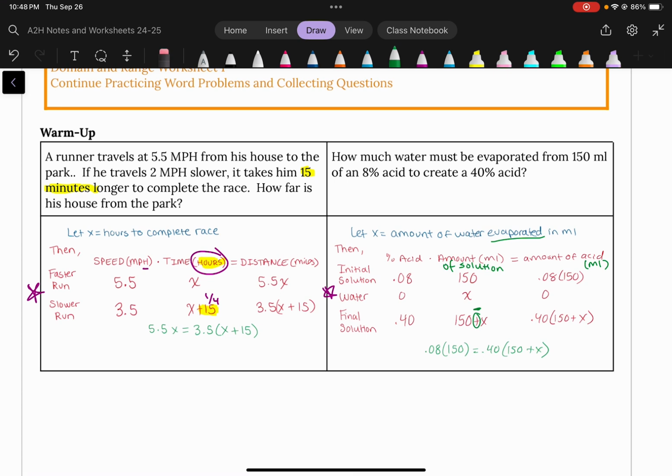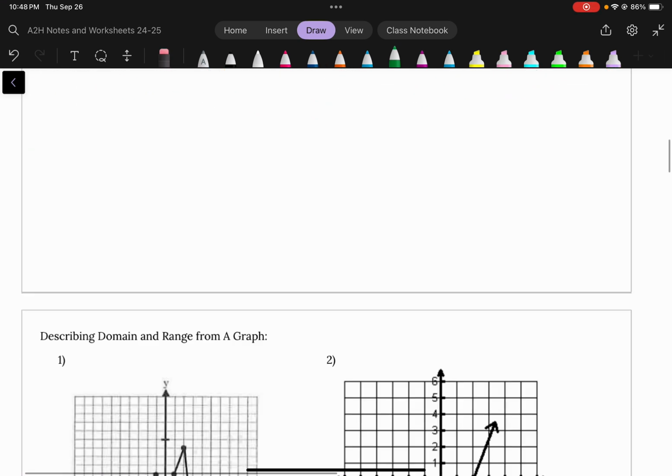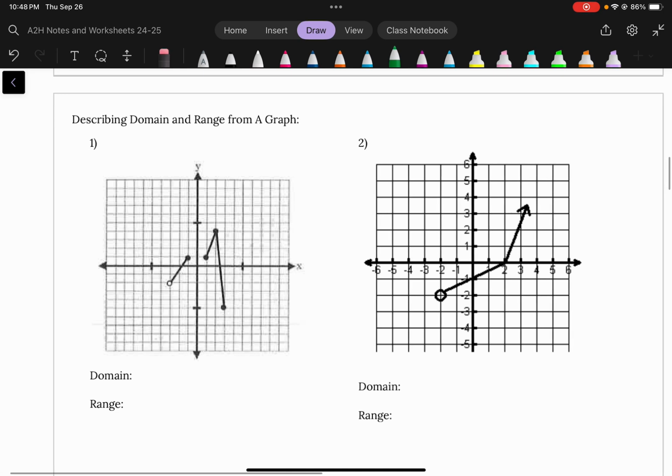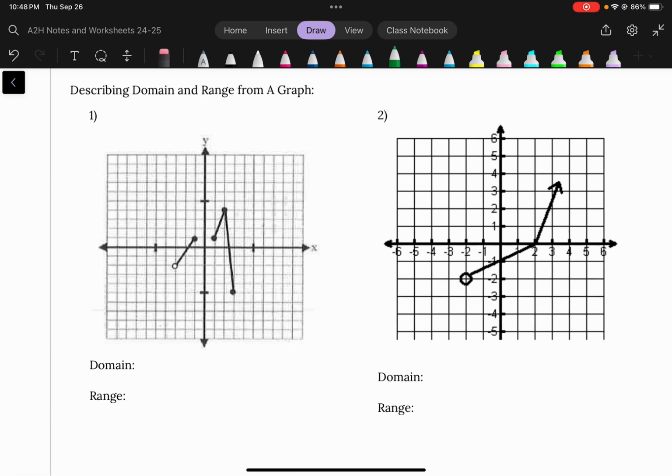Okay. All right. So jumping in, you guys did your functions discovery activity. You know what domain and range are. We're going to practice writing them from graphs. We know that the domain is the set of all the x values of a function or a relation, and the range is the set of all the y values, the outputs of a function or relation.